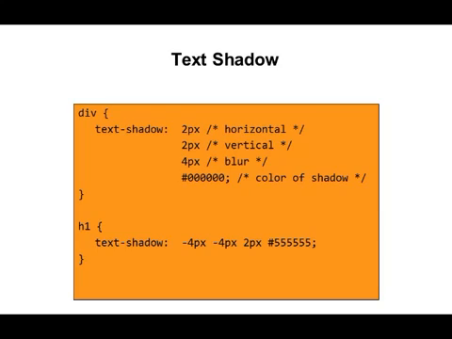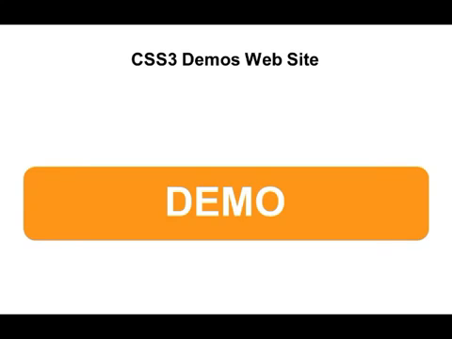Down below it, an H1 tag specifies a text shadow. The negative numbers mean go up and to the left. And then I'm providing the blur and a different color for that shadow. Let's see some of these technologies in action right now.